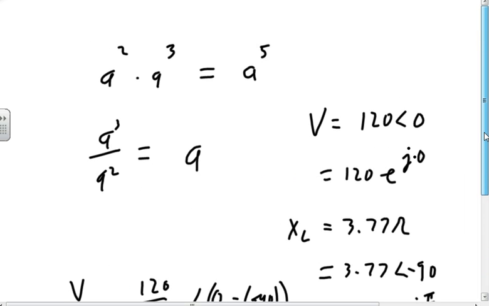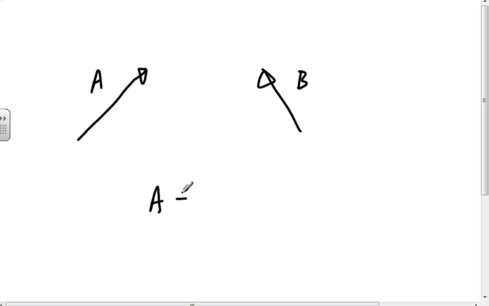So when I have a vector A and a vector B, and I'm going to add A plus B.